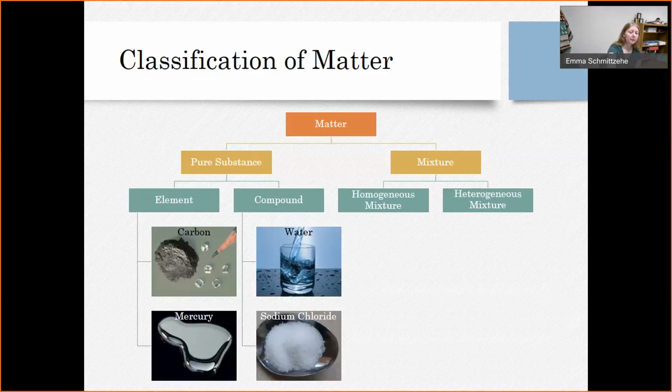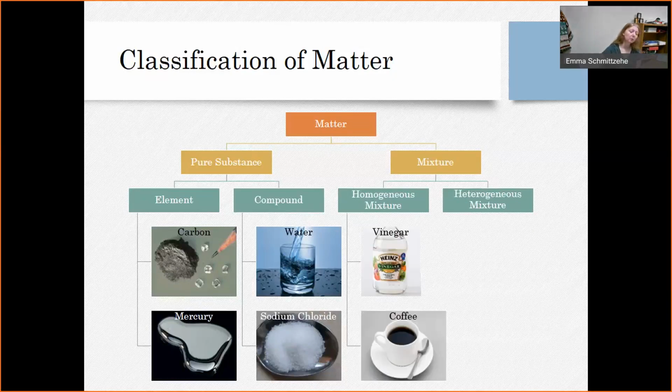Okay, and then we look at examples of homogeneous mixtures. Some good examples: vinegar, coffee. Those are things that visually you look at a sample of vinegar, really just looks like water. So it doesn't even look like a mixture. It just looks like this clear liquid. Okay, so a lot of times, if it weren't labeled, it just looked like water until you smell it, at least.